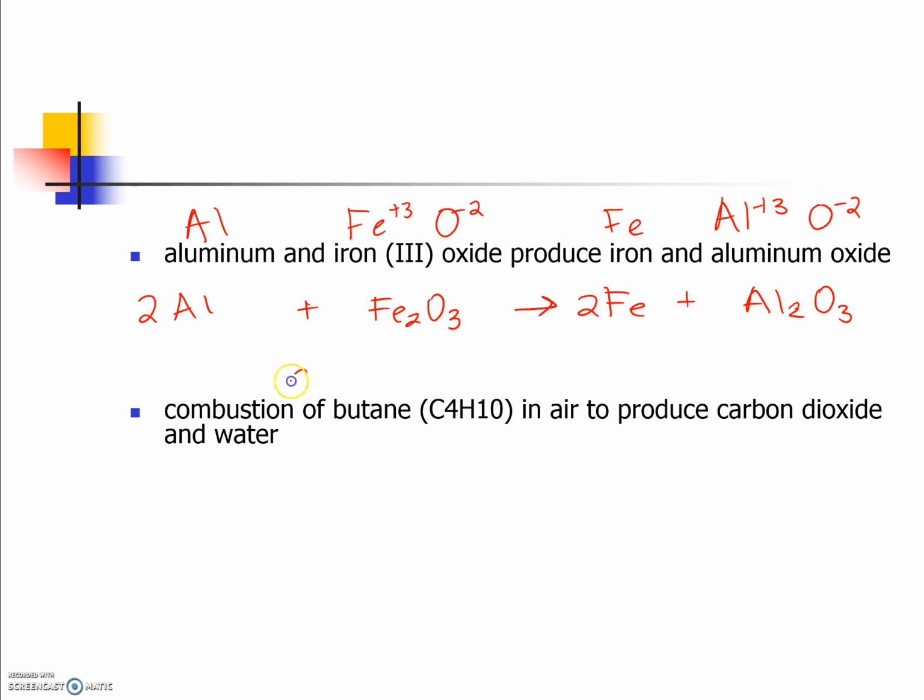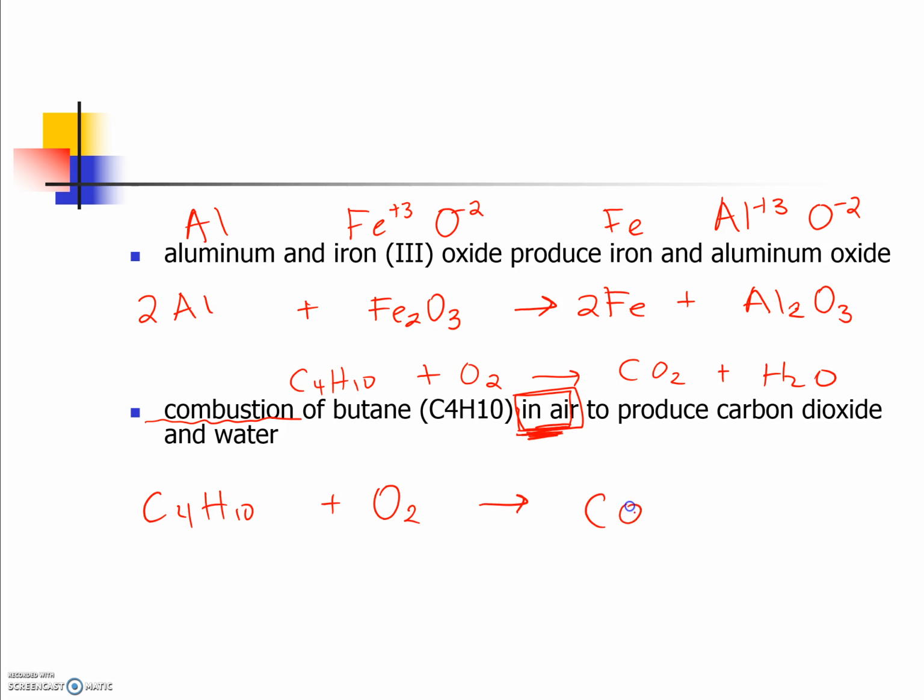Our last one is a combustion reaction. C4H10 is butane, and so it tells us that C4H10, when it's in air, and you will see this a lot, and it's just something that you need to learn. In air means we're adding oxygen. I know it doesn't say combustion of butane plus oxygen, but that's sort of the definition of the word combustion. So in air means you add O2, to produce carbon dioxide, CO2, and water, H2O. So that one's practically ready. C4H10 plus O2 yields CO2 plus H2O.